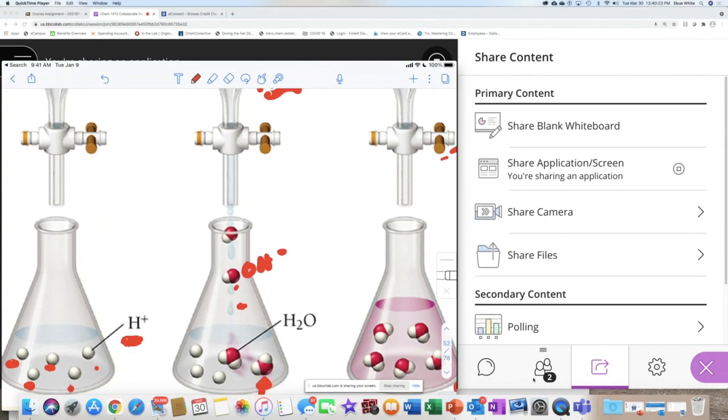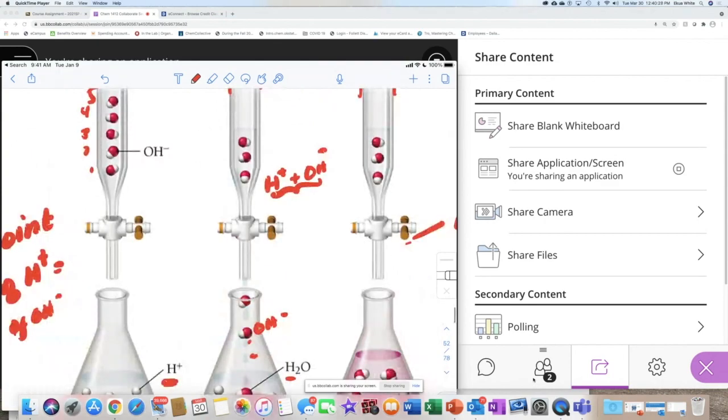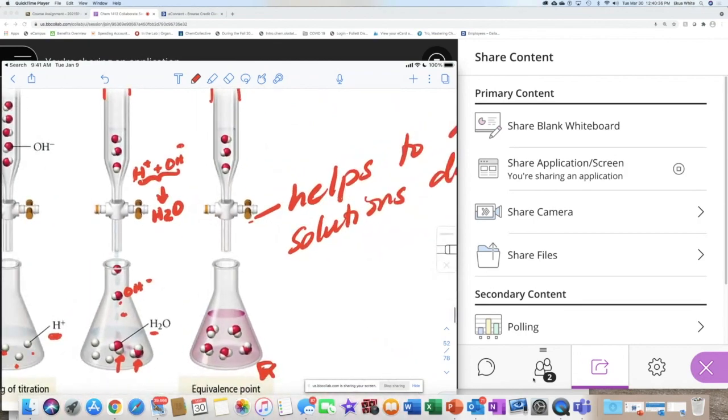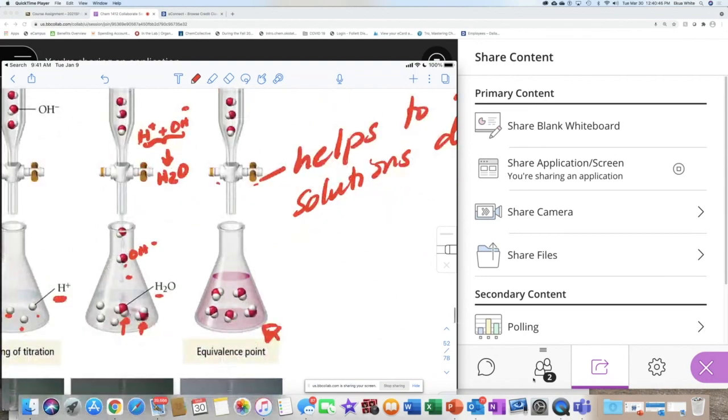2 of the OH minuses have reacted. How do I know? They made water. H plus and OH minus, when they react, they make water. Over here we have the same thing. Okay, this stopper once again helps the scientists control how many drops are added at one point. Okay, so this is the end of the reaction. The end of the reaction is also the equivalence point.